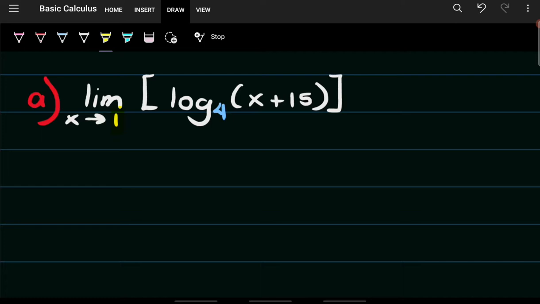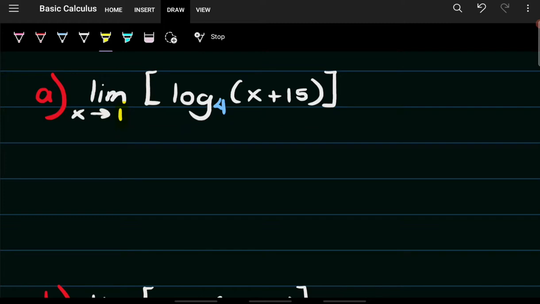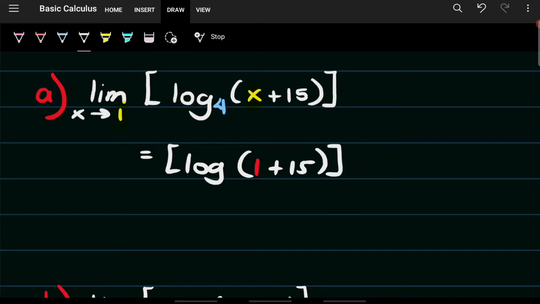Alright, so let's double check our solution, guys. Let's apply direct substitution. So, we have this variable x. This one will give us logarithm of x plus 15, so we have this number 1 plus 15, and then the base is equals to 4. Let's simplify. 1 plus 15 is 16. So, meaning this is equal to logarithm of 16 and then base 4. Now, what is the value of logarithm of 16 base 4?